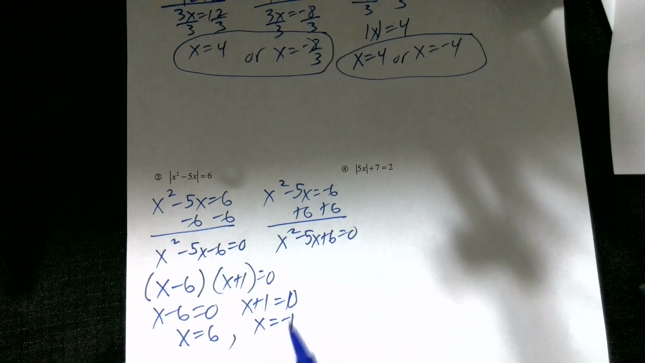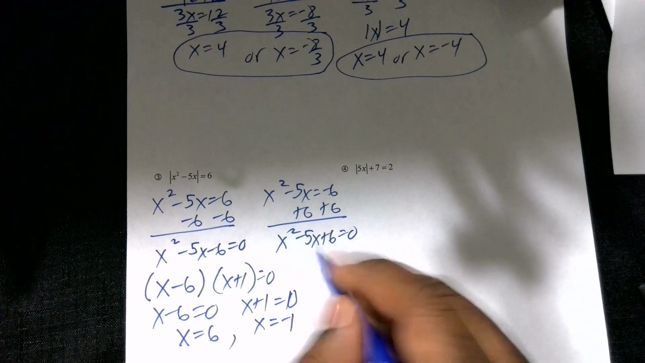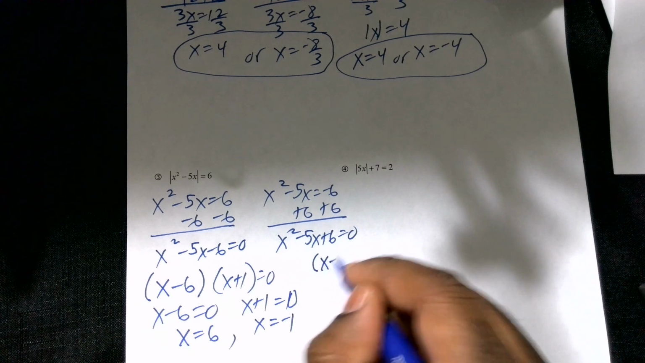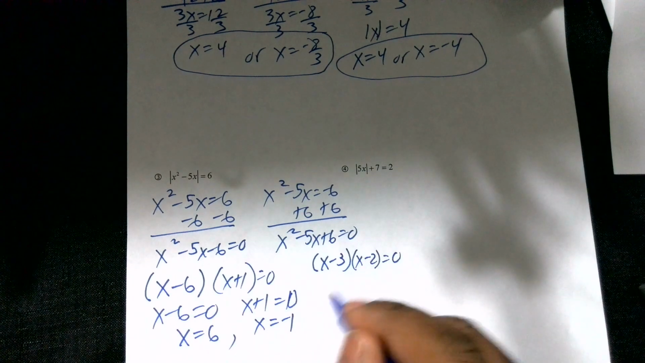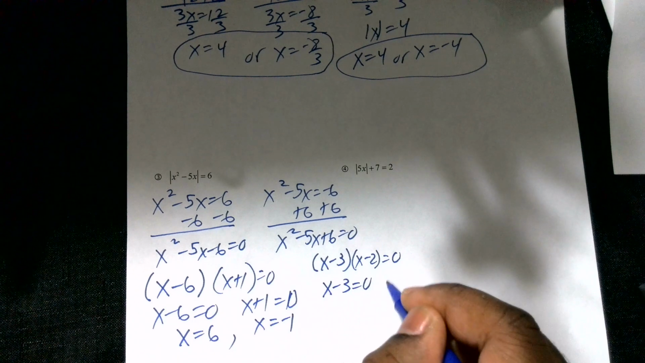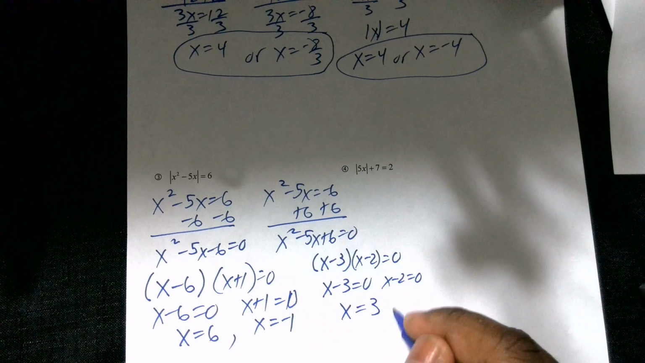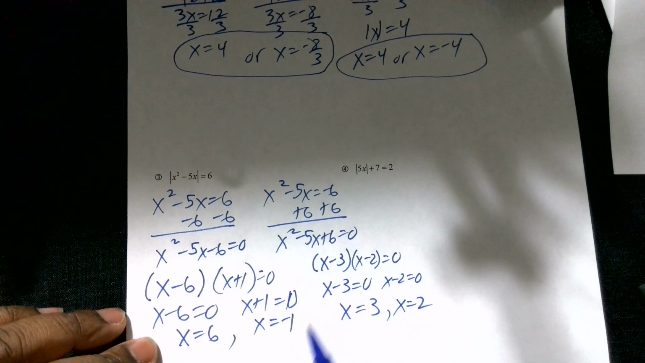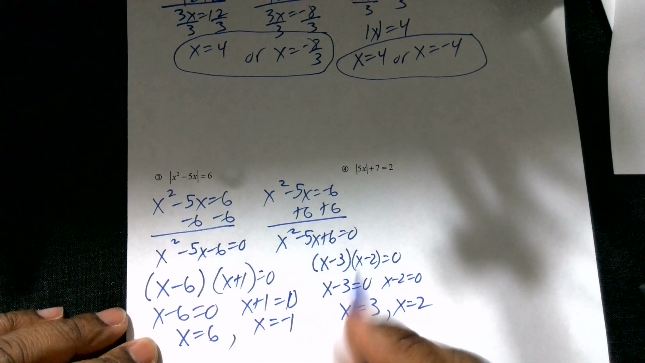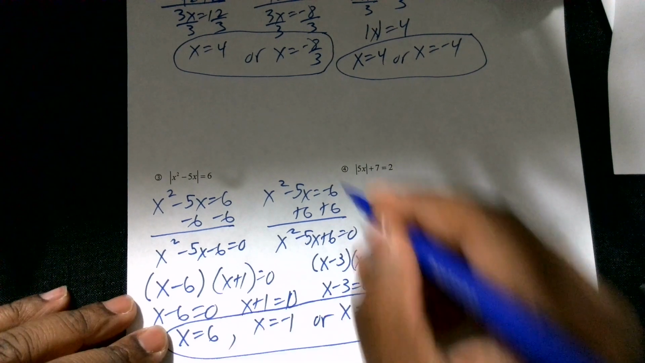Now we're going to test this in just a second, but let's take care of this other side here. When we factor this here, this will come out to be x minus 3 and x minus 2 equals 0. We'll set both of these values equal to 0. And then we have x equals 3, and then also x equals 2. Okay, so now, when we go back and substitute this in, all of these actually work. So this will be our final answer.